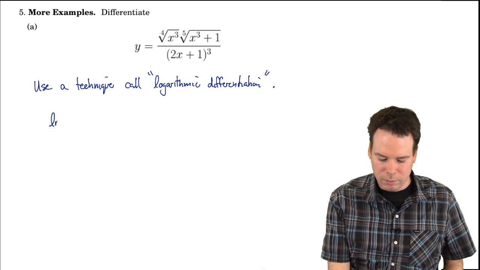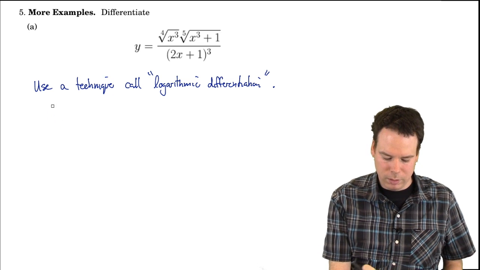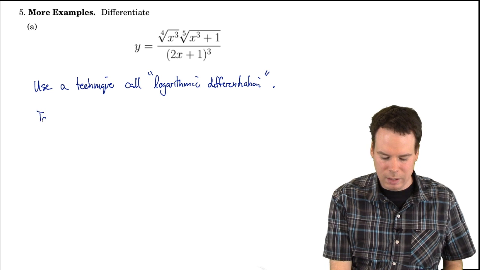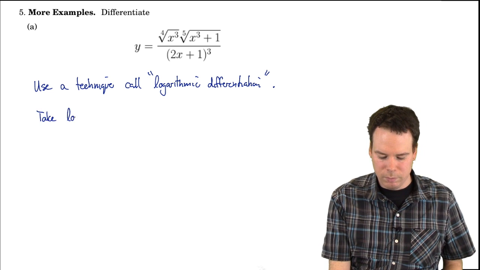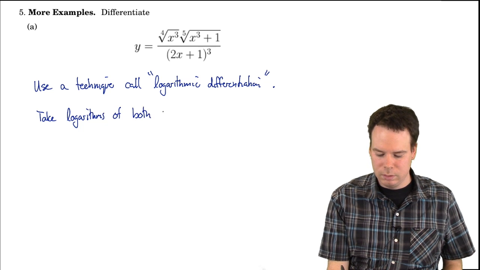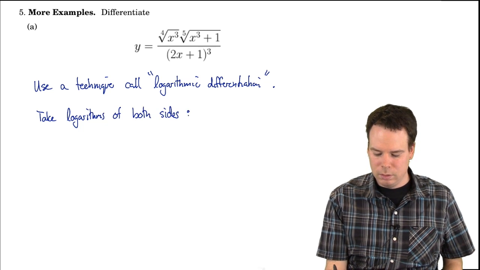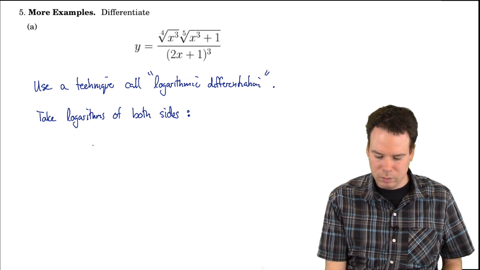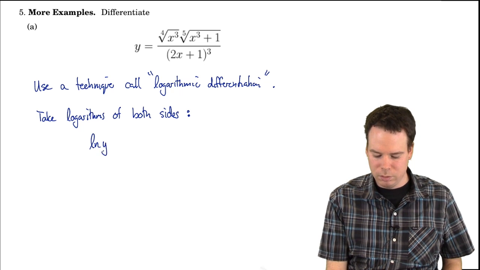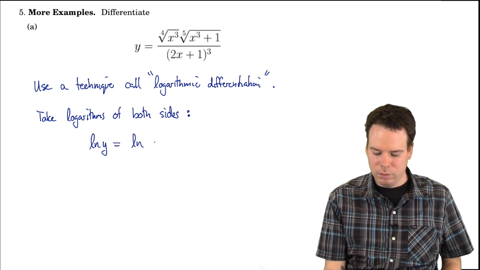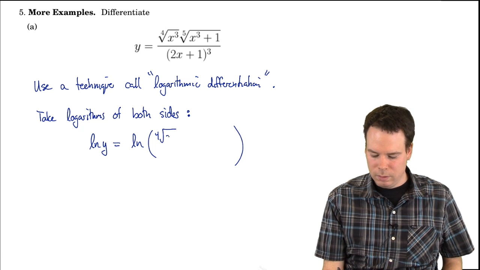We take the logarithm. Maybe I'll write out exactly what we're going to do. The first step is to take logarithms of both sides. So both sides of this equation, we're going to take the logarithms. So natural log of y is equal to the natural log of this whole thing.